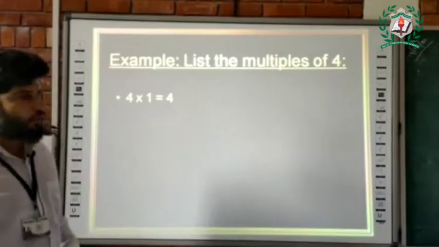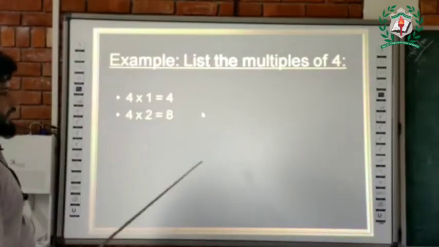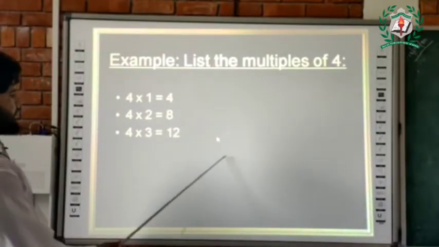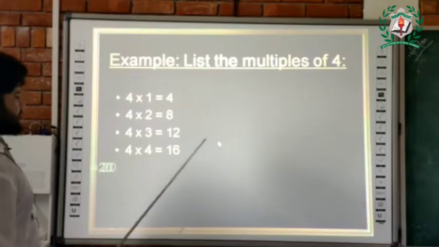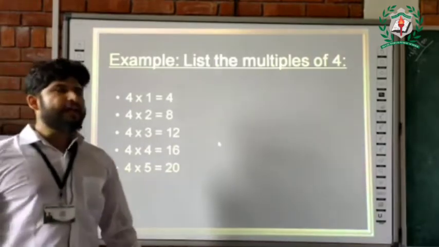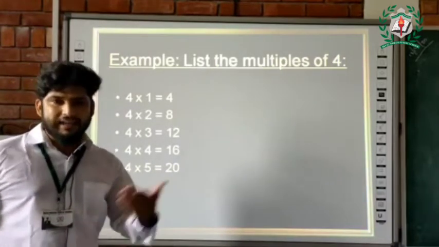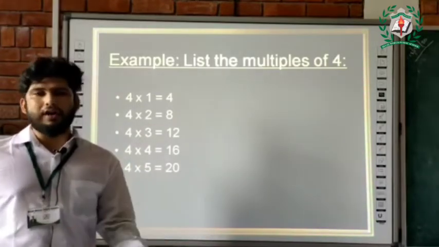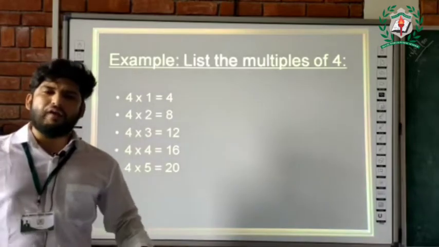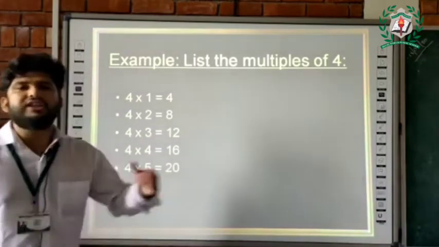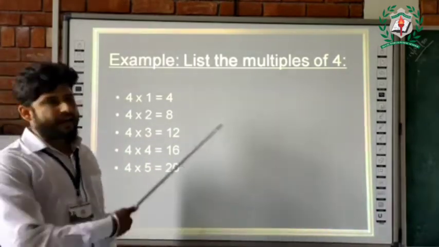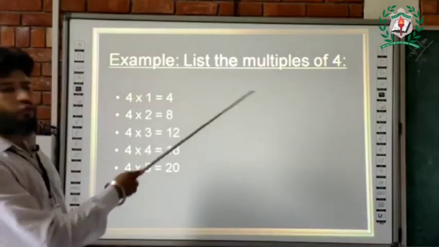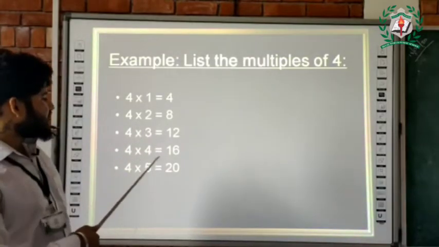Let's see the multiples of 4: 4, 8, 12, 16, 20. These are the multiples of 4. As I told you, just read out the table of 4. That is called a multiple of 4. If you have to find multiples of any number, just read out the table of that number, just like the example I have given: multiples of 4 are 4, 8, 12, 16, 20.